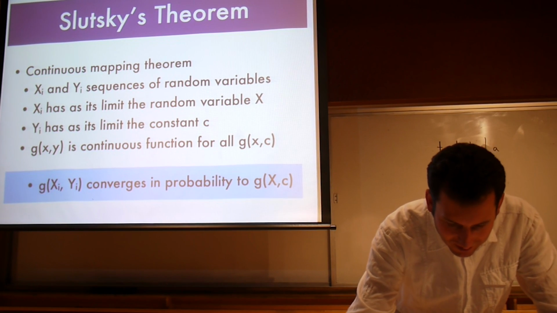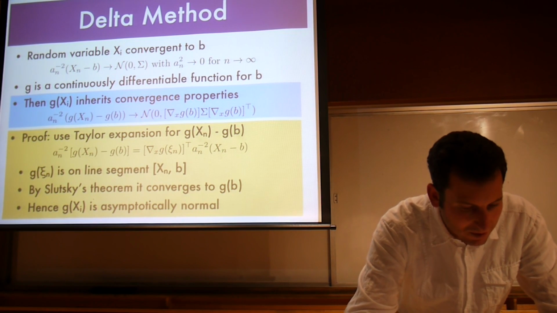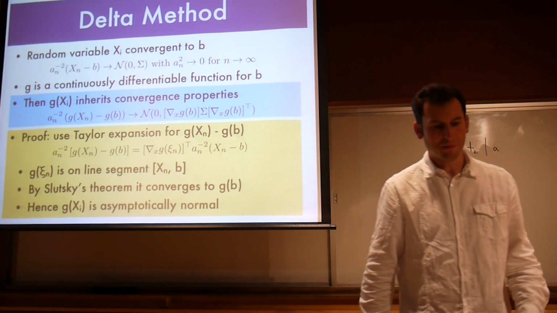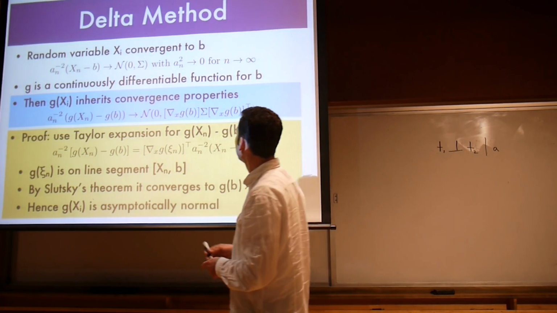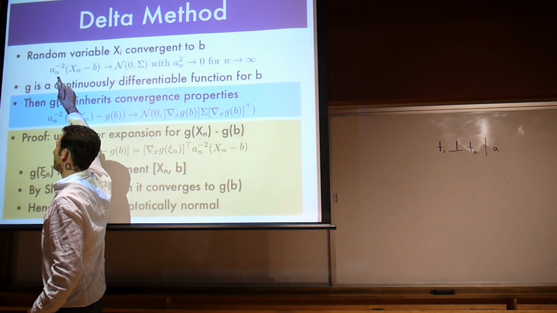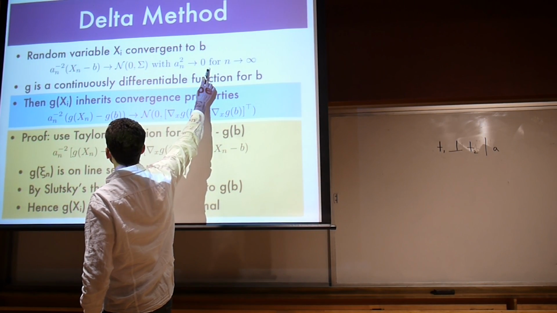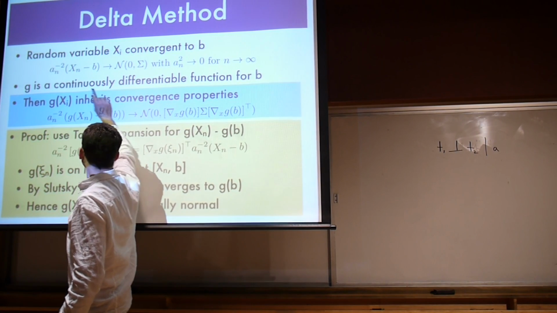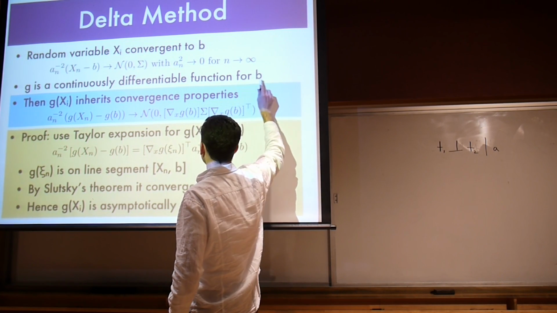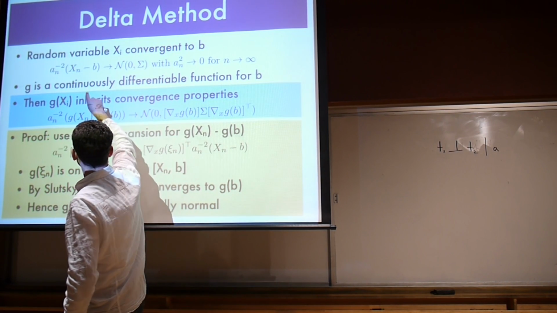Now, I'm not going to prove Slutsky's theorem, but I'm quickly going to show you how you use it for the delta method. We'll need that for the central limit theorem. So suppose I have some random variable which converges to b, and I'm assuming that, with suitable rescaling, as you have with the central limit theorem, it converges to a normal distribution. And furthermore, g is a continuously differentiable function at this point b. So then the point is that g of xi inherits all the nice properties that x has.